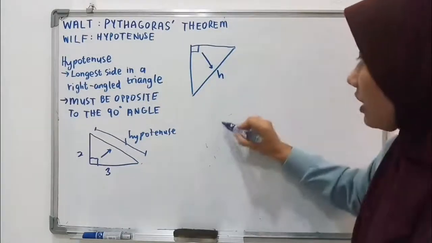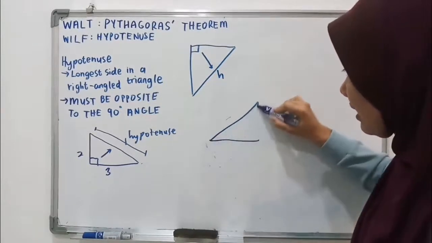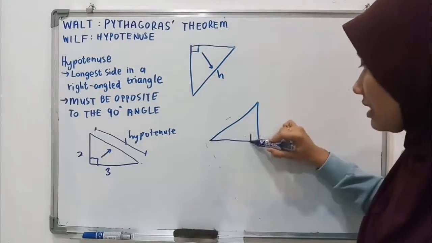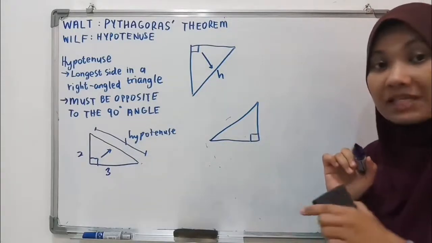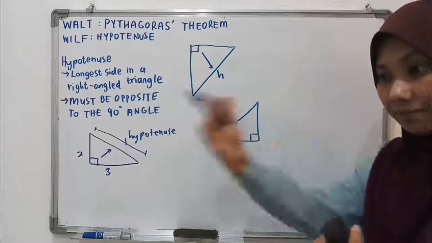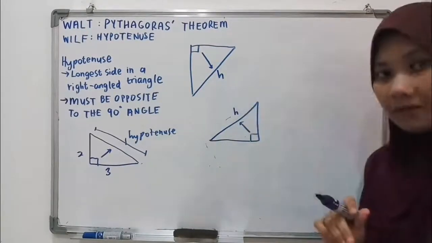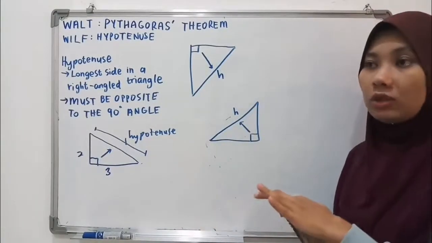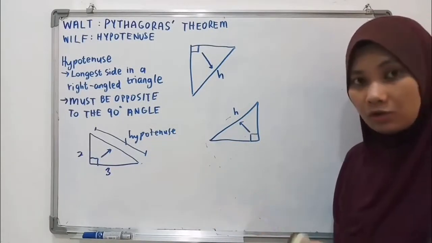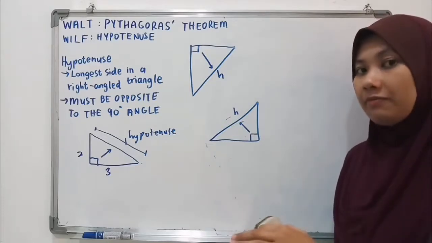If you have your triangle something like that, this is the 90 degree angle. Where is the hypotenuse? Hypotenuse must be opposite. Opposite maksudnya depan. So that is the hypotenuse. Can I just erase it? If you think you need to copy or make notes, you have your notebook. You can just simply pause this video and copy first.